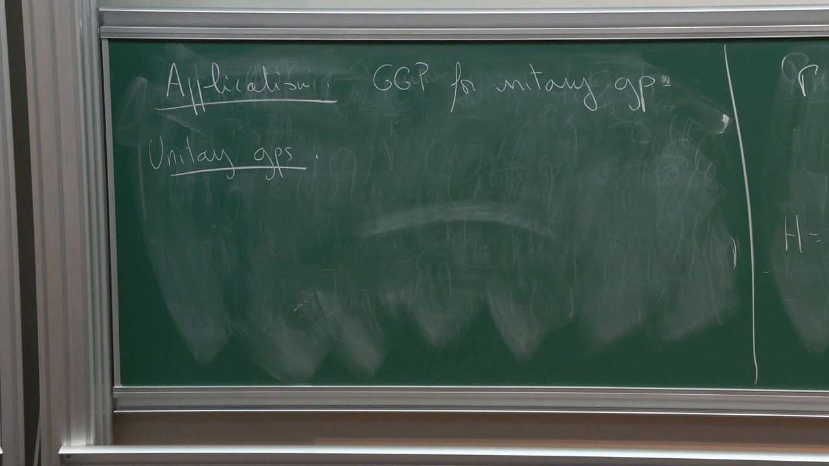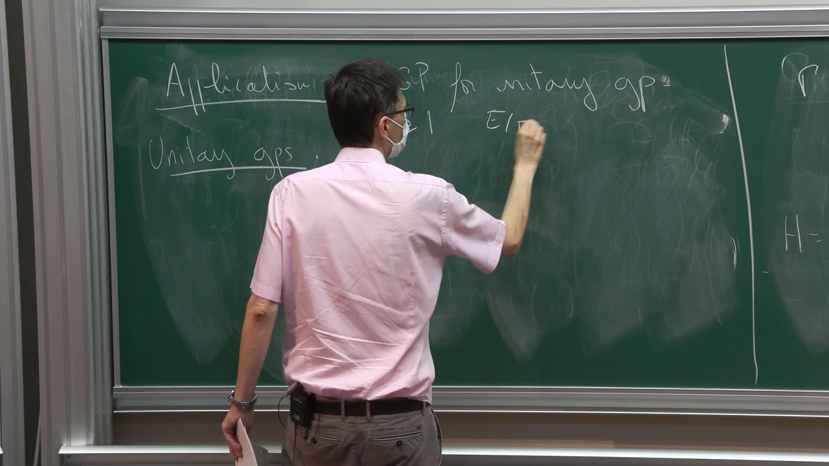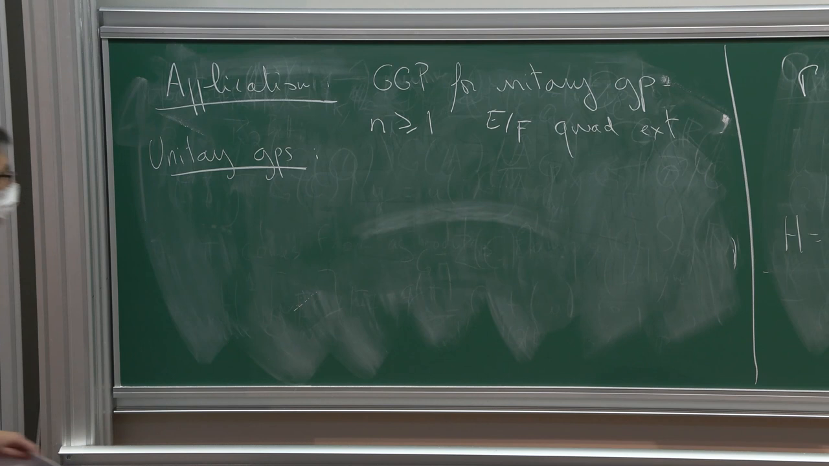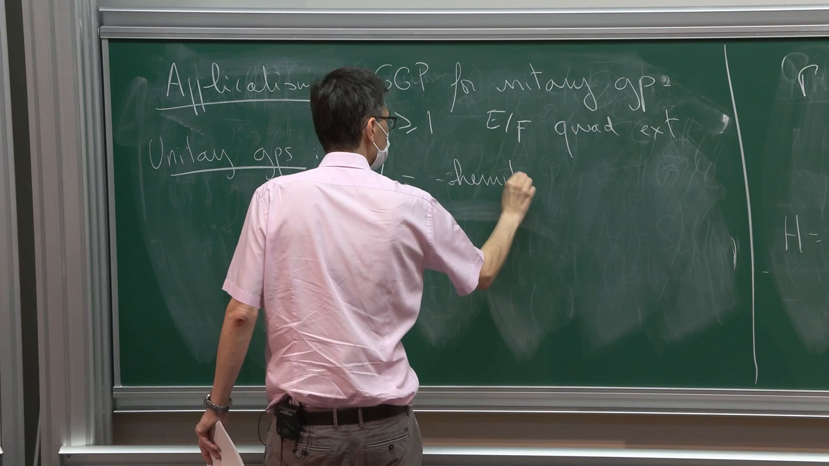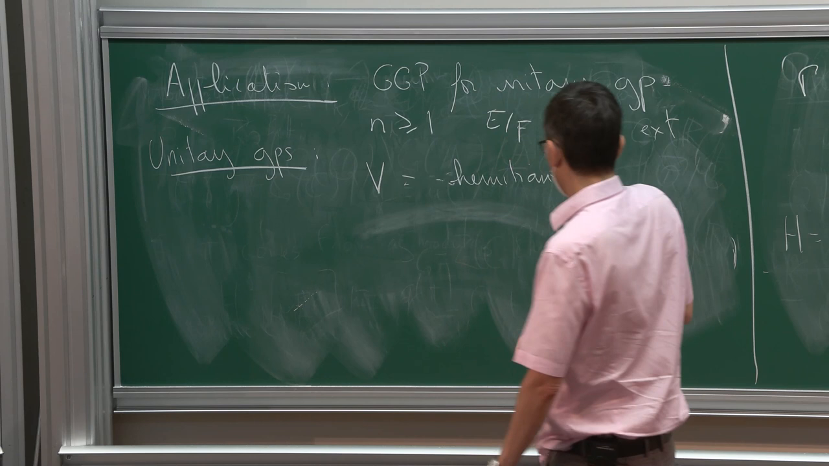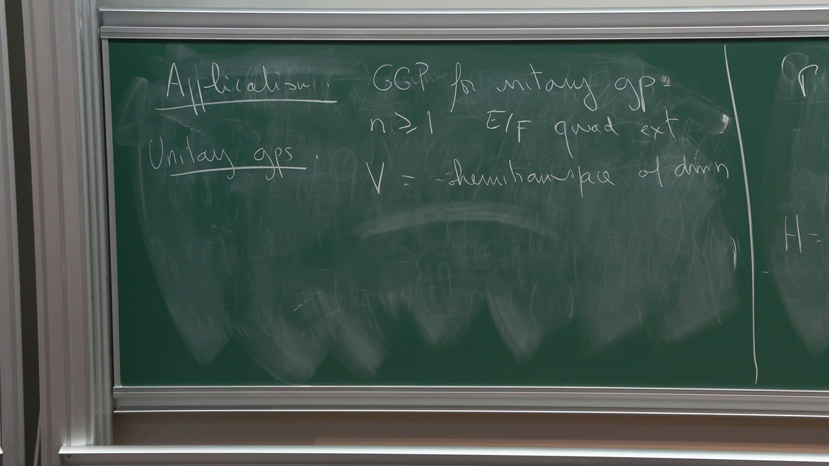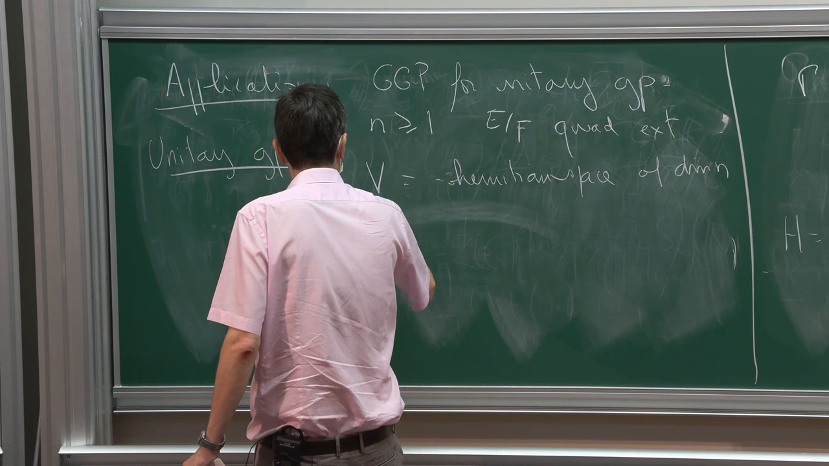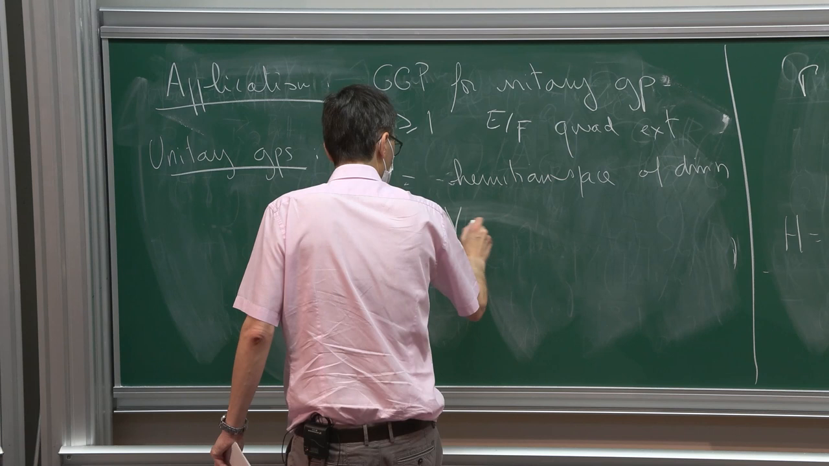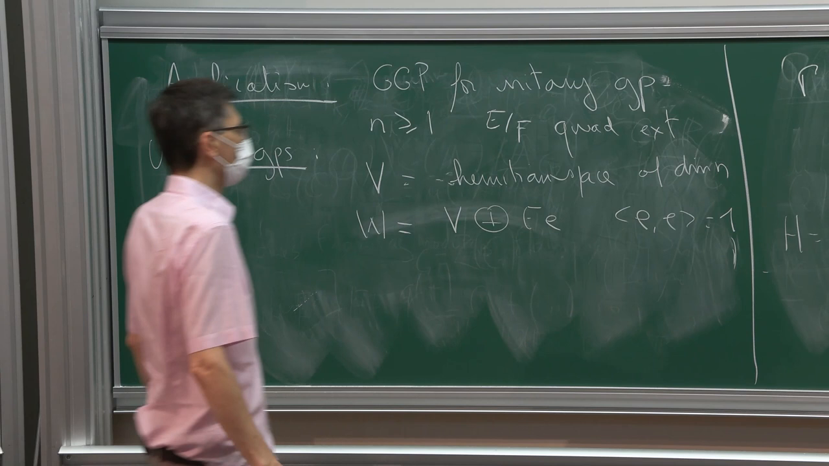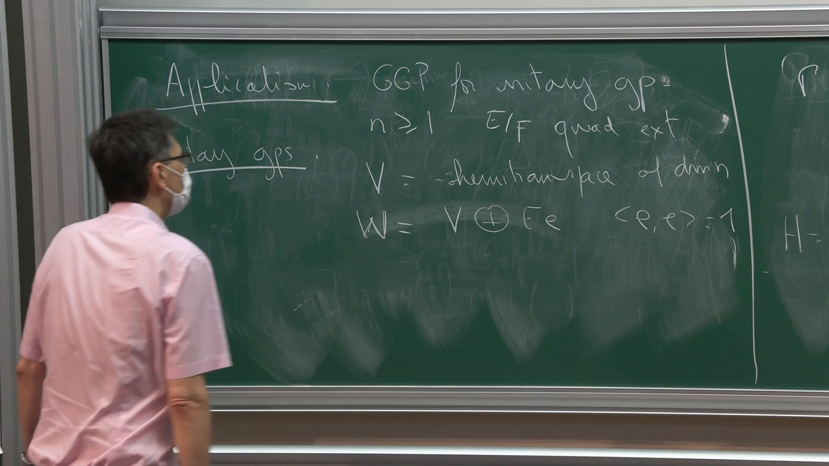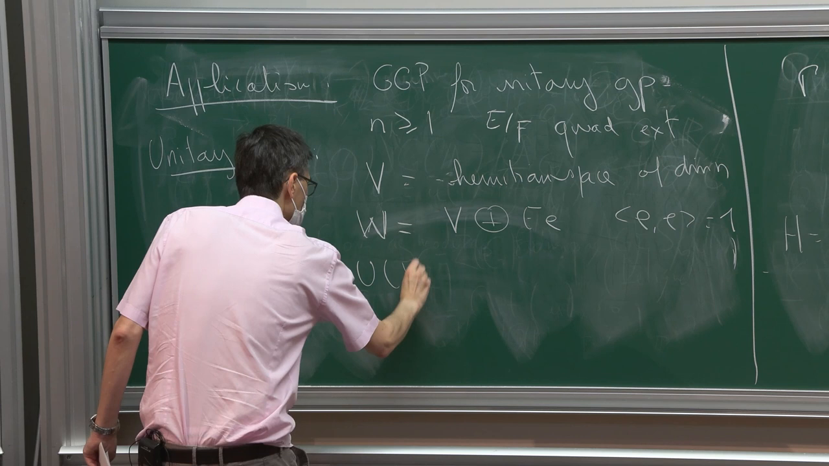So I fix an integer n and a quadratic extension E over F of number fields. I consider a Hermitian space V, so an E-vector space of dimension n equipped with a non-degenerate Hermitian form. And I consider a Hermitian space W of dimension n plus 1 by taking the orthogonal sum of V plus a line, say with the norm of the vector being 1. So my group G is the unitary group of V times the unitary group of W.